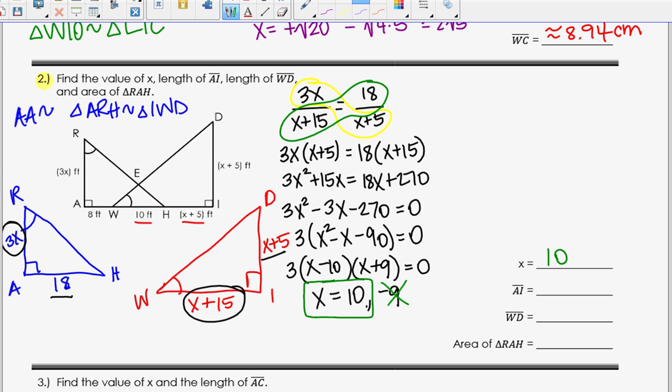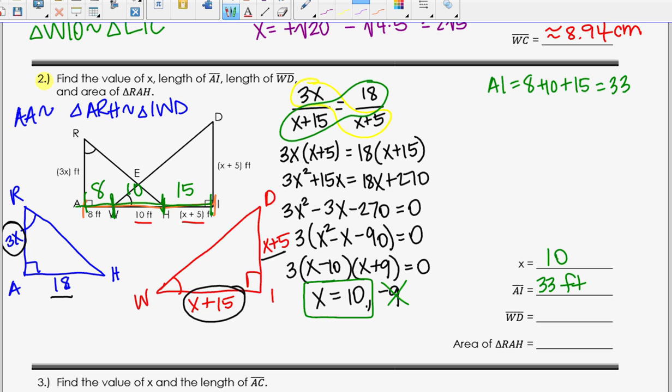I separated my picture, but let's go back to the original. AI is from here to here. It's the entire bottom. This part right here is 8. This part right here is 10. And this part right here is x plus 5, but now we know that that's 10 plus 5, so it's 15. So to find AI, we can add 8 plus 10 plus 15, and that's going to get you a distance of 33. So AI is a distance of 33, and this is in feet.